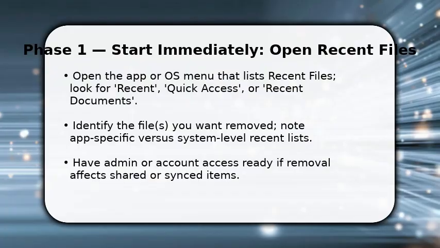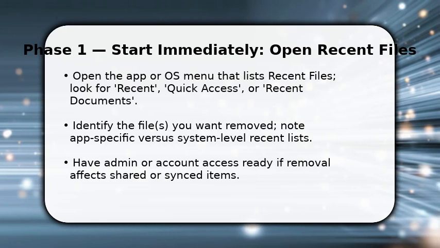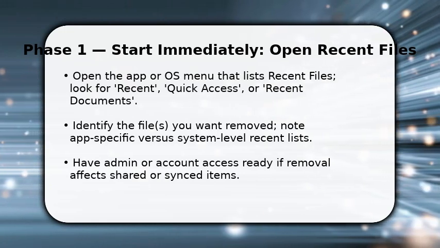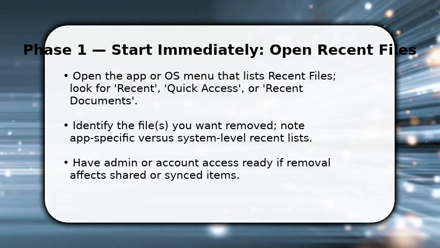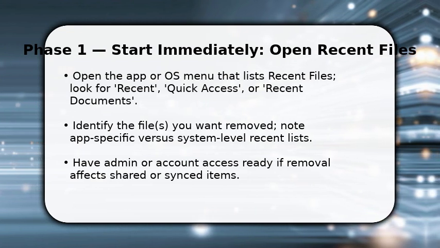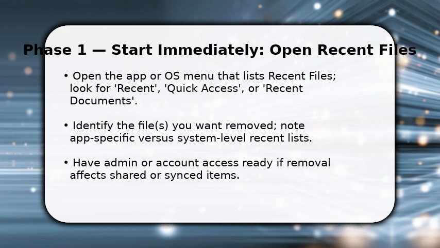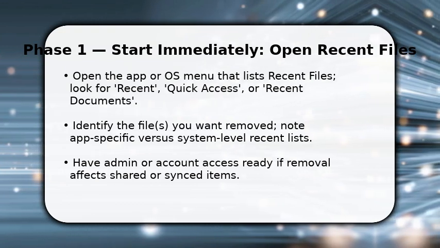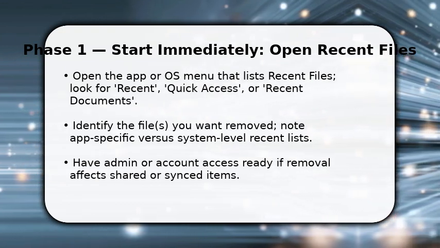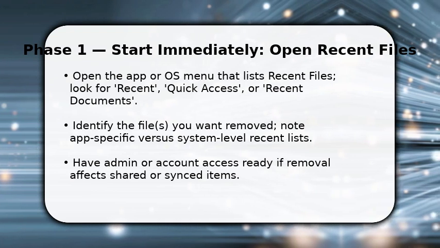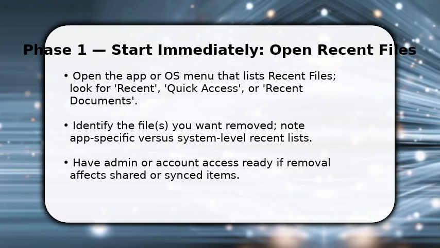Enjoy the video. You begin by opening the recent files list in the app or system. Find the specific item you want removed and focus on the exact context, app versus system listing. Once located, make sure you have the account or permission needed to change that list. You'll use the app menu or a right-click to start removal, so keep the file visible.